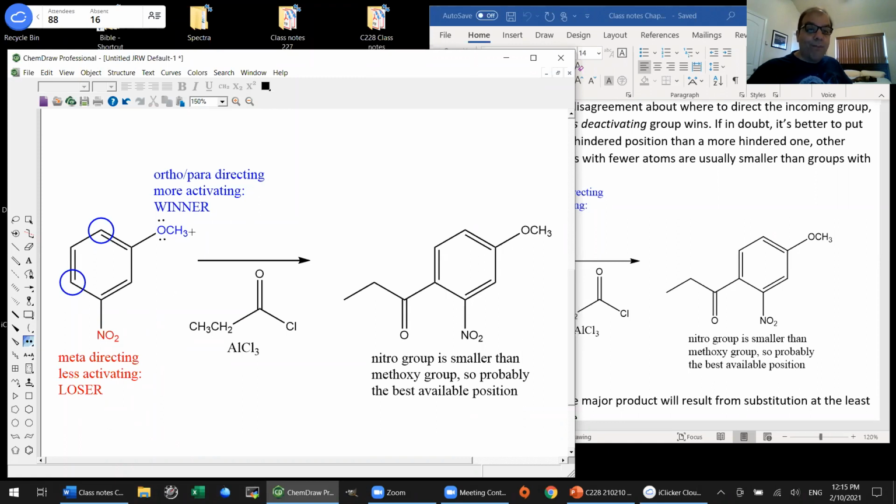And the one that's more activating or less deactivating is the winner. So we observed the methoxy group would like to put the new group in one of these three positions. This one here, though, doesn't make a whole lot of sense because it's between the two groups. Why would it want to do that when it can be only next to one of the groups? How can you tell which is going to be the stronger of the two?